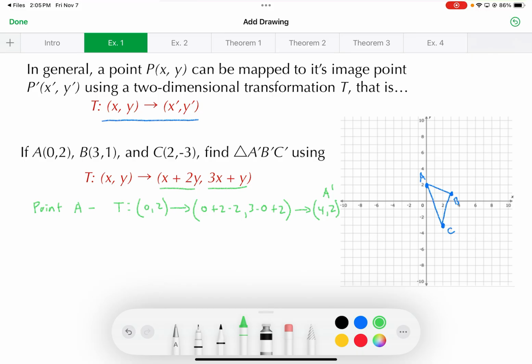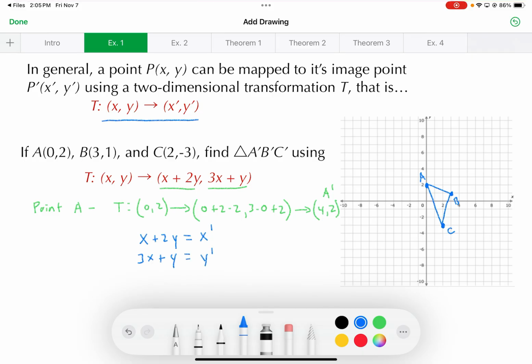Okay, now I could repeat that for the other points, right? That would get kind of cumbersome. So I would like to be able to be more efficient with this. And that's where matrices can come into play. So what I'm going to do is create a system here. The rule x plus 2y is supposed to give me x prime, right? And 3x plus y is supposed to give me y prime.